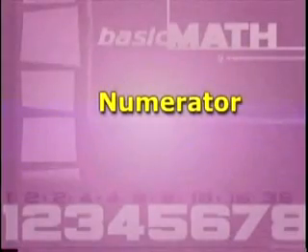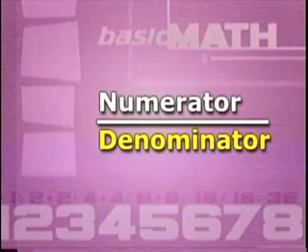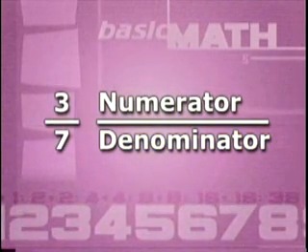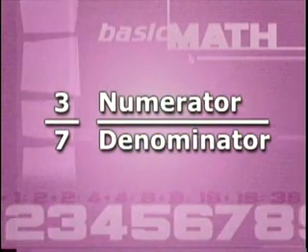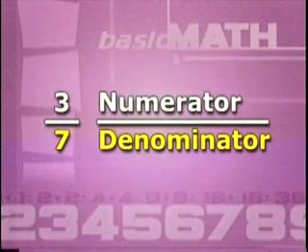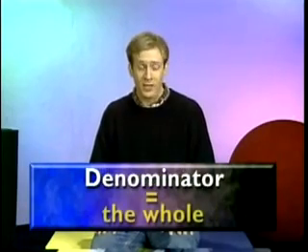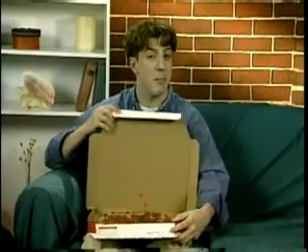A fraction is made up of two parts. The top number of a fraction is the numerator, and the bottom number is called the denominator. In the fraction 3/7, the 3 is the numerator, and the 7 is the denominator. The numerator represents the part present, while the denominator represents the whole. Sort of. Think of a pizza.